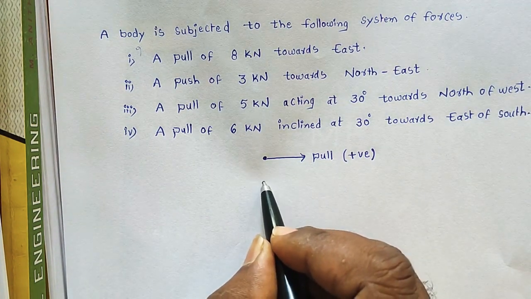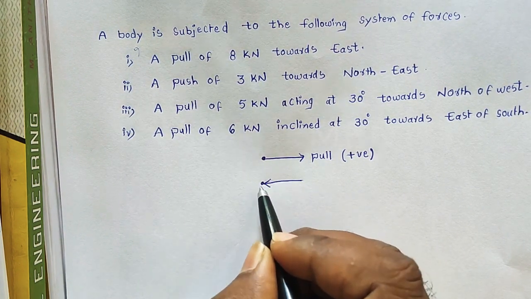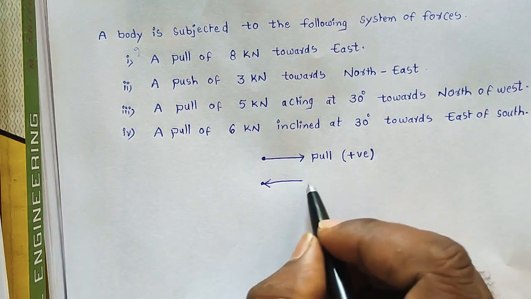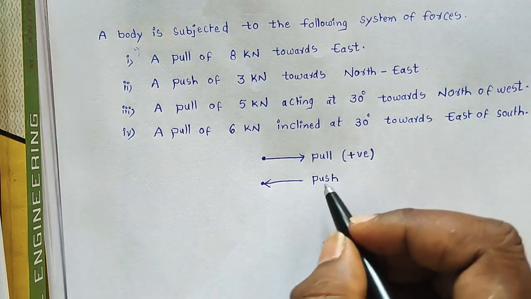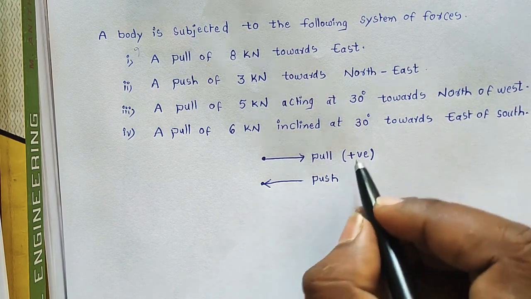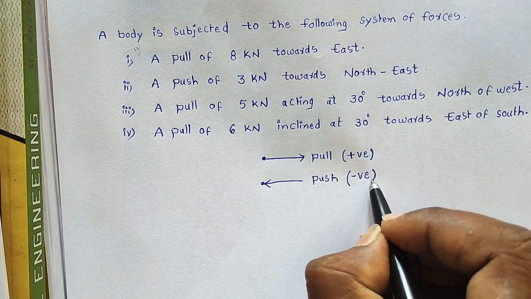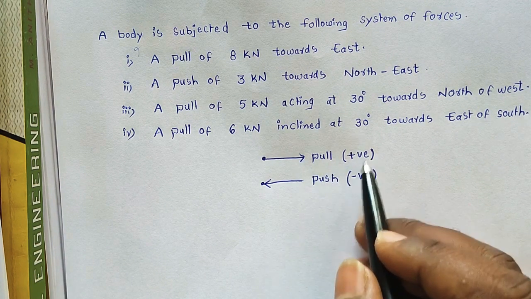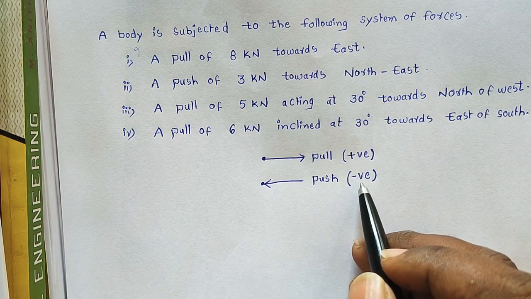In push type of force, the force acts towards the point. So this is the point we have considered, and when a force acts towards the point, then this type of force is called push type of force. So here the sense or nature of the force is towards this point. This push type of force we are considering negative value, because we considered pull as positive, so that's why the other one will become negative.